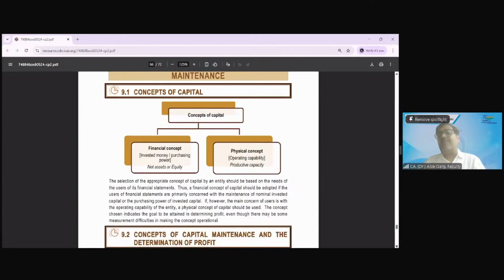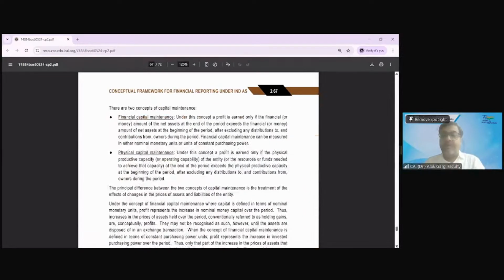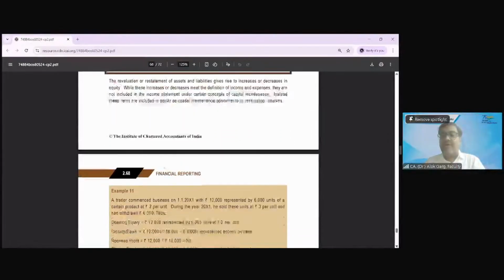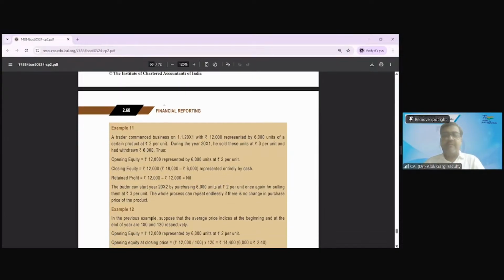So this is the concept of capital and capital maintenance. The financial concept talks about the money you have invested. Have you been able to continue with the same amount of money, or have you grown your money? That is the invested money concept and purchasing power concept. And what is the physical concept? The physical concept is on the basis of productive capacity. These are the concepts of capital and capital maintenance: your financial capital maintenance and your physical capital maintenance. So let's understand this with the help of an example.